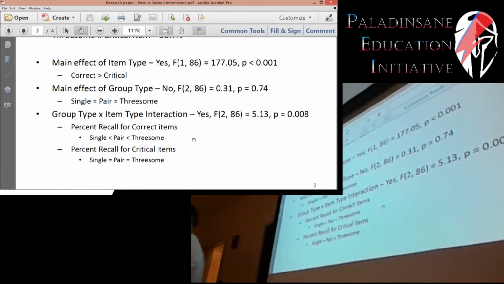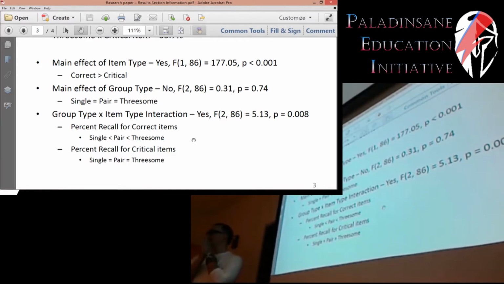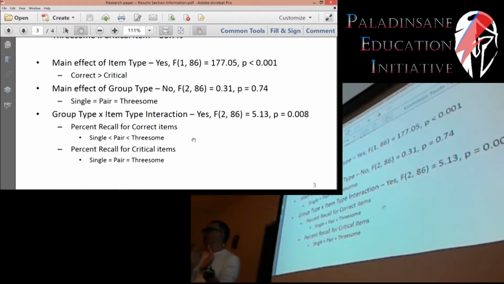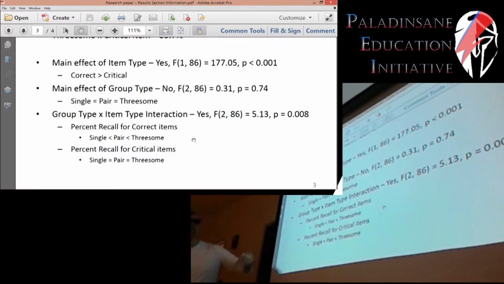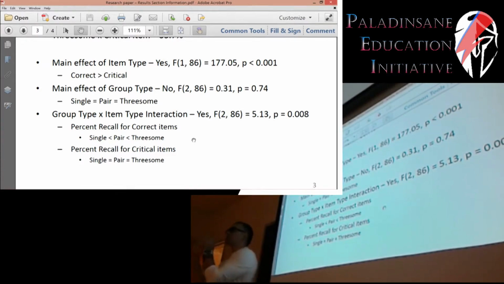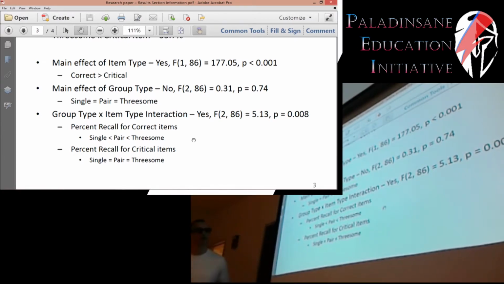But for this purpose, writing it up here, a main effect is the effect of a variable by itself. So just looking at the item type, just looking at group size. And then the interaction is how those two variables affect each other. How does group size affect correct item recall? How does group size affect false item recall?